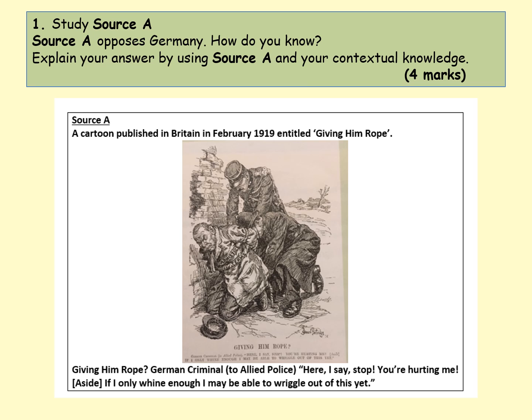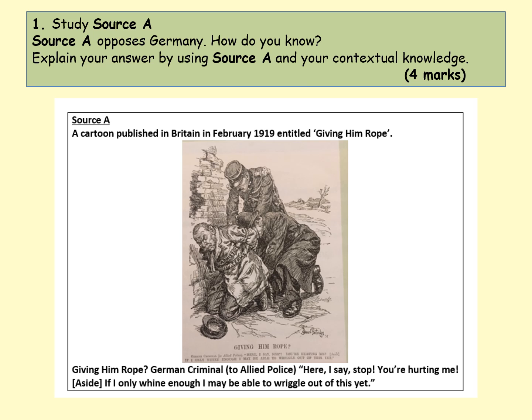The key thing with this source is that this figure represents Germany, and he looks as though he's being held down by these two police officers that really represent the Allies, so kind of represent Britain, France, etc. And he is saying to them, giving him rope. So the German criminal says to the Allied police, "Here, I say, stop, you're hurting me." And then he says as an aside, which means that he's not in earshot of these police officers, "If I only whine enough, I may be able to wriggle out of this yet."